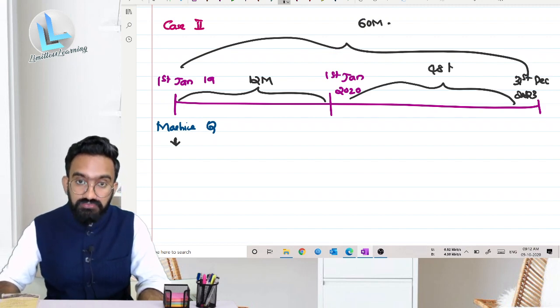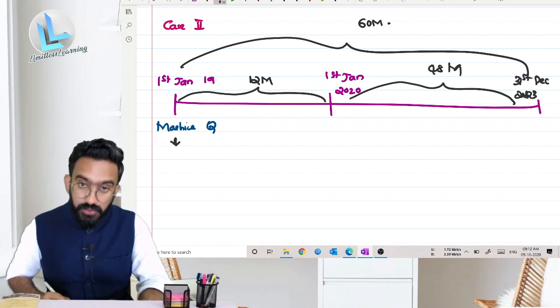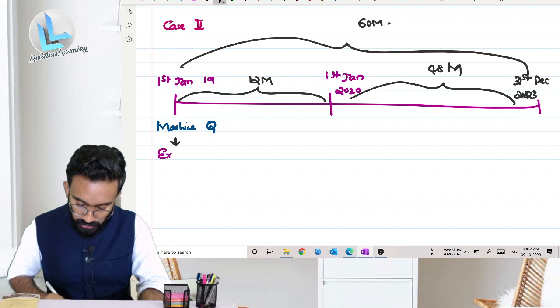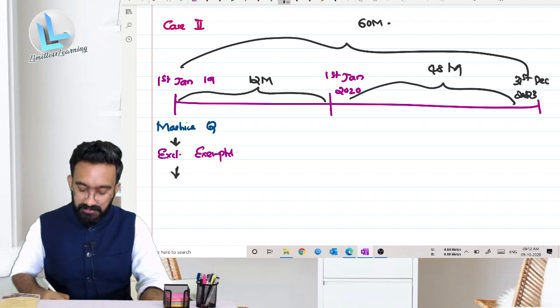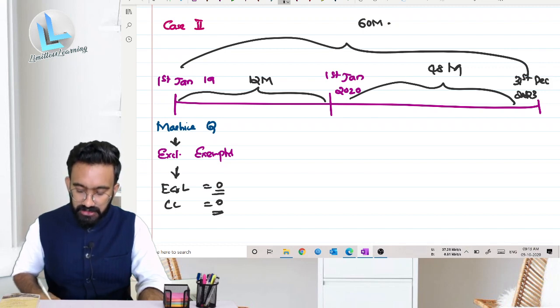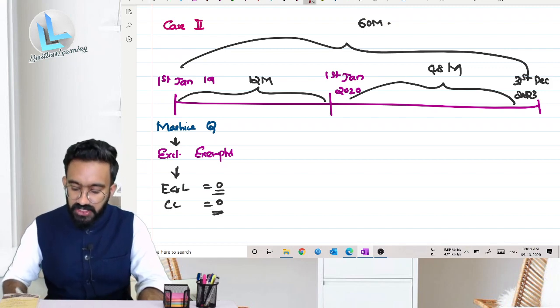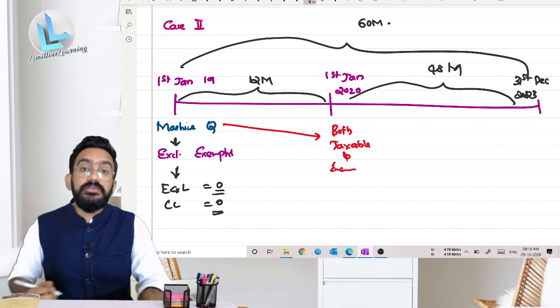So what did I do at that time? Machinery Q, when I purchased it, was used exclusively for exempted supplies. What would have been my treatment? Fully you're using for exempted supplies, so electronic credit ledger would have got 0. Common credit would have been 0. No credit for you. But on 1st January, you changed this machine, now started using it for both taxable and exempted supplies. I did not give you any credit at all.